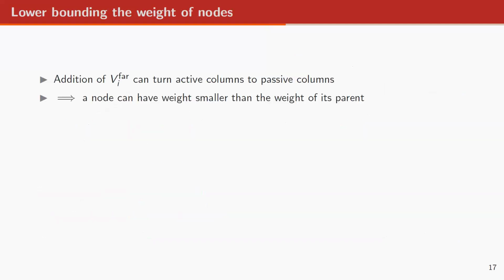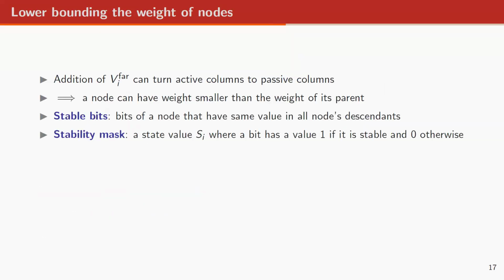And to this end, the concept of stable bits was introduced in the Zudo paper. Stable bits are the bits of a node that have the same value also in all its descendants. And we have a stability mask, which is just a state encoding of stable bits. So the idea is that if we take a node and take only the stable bits, then the weight of the state with only stable bits will provide a lower bound for all descendants.